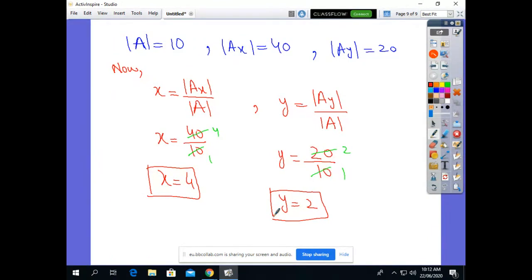Now we have solved question number 1, part number 8.